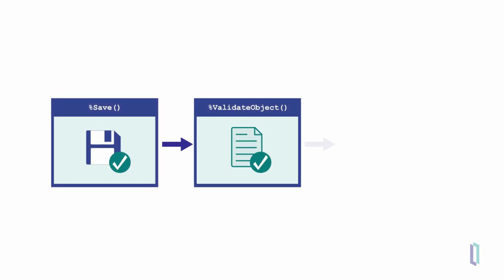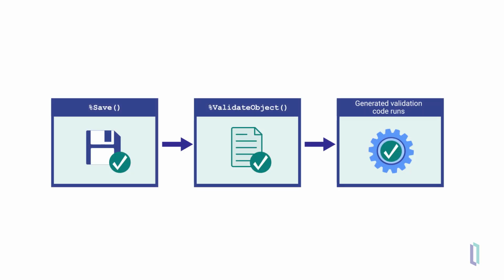In most cases, you do not call this method directly. Instead, it is invoked automatically when you call %validate object, which is itself called by %save. This means that when you save an object, the generated validation code runs automatically. Understanding member inheritance helps clarify how property validation is enforced in InterSystems IRIS.